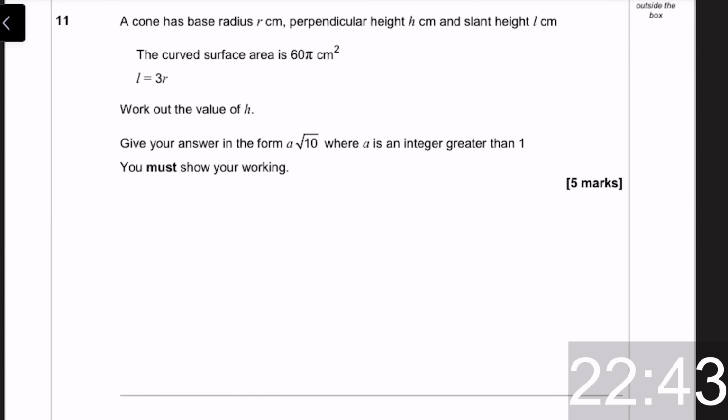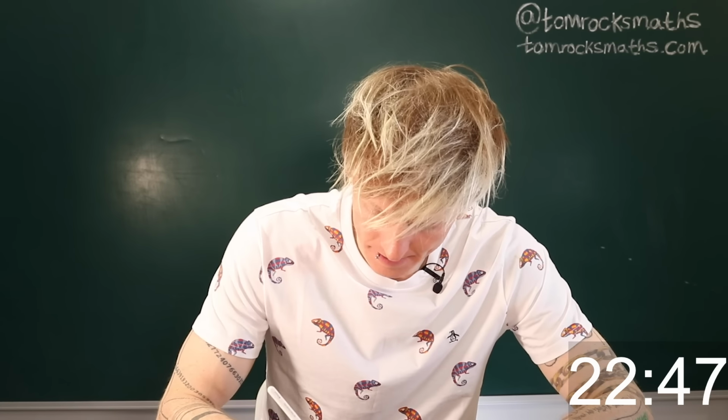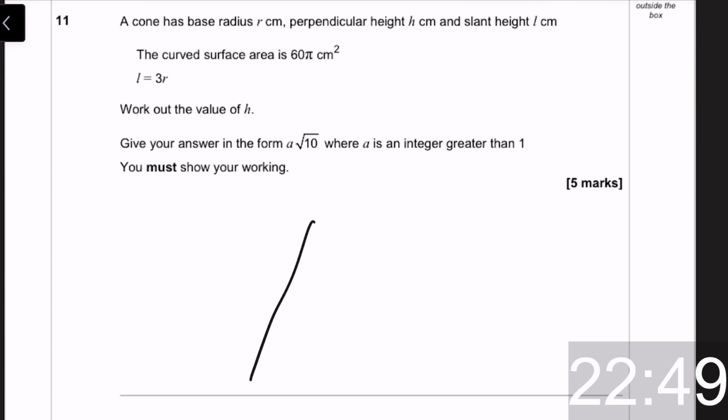Okay, question 11. Cones. So, I'm going to draw a diagram. So we'll start with cone.